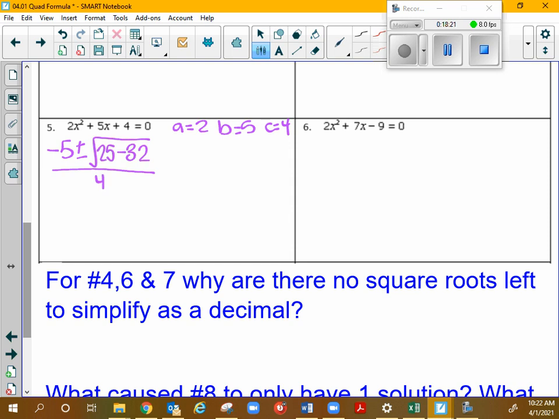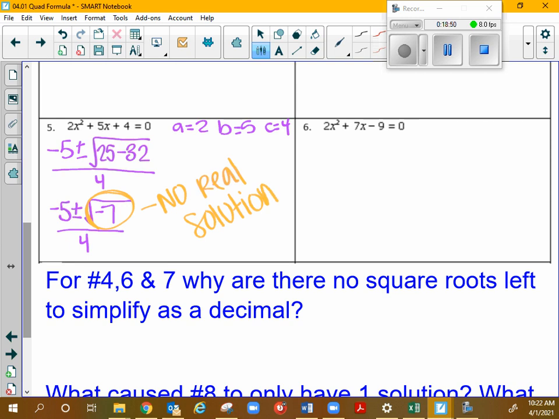4. Okay, so now I can simplify. Negative 5 plus or minus the square root. 25 minus 32? Negative 7 over 4. Okay, what's the root of negative 7? None. That's a no-no. No solution. It's actually no real solution, because in algebra 2, you will find that solution, but it's not a real number. What do you mean it's not a real number? It's imaginary.